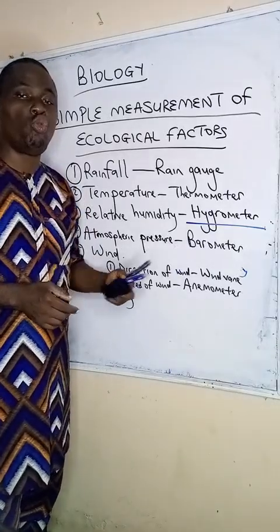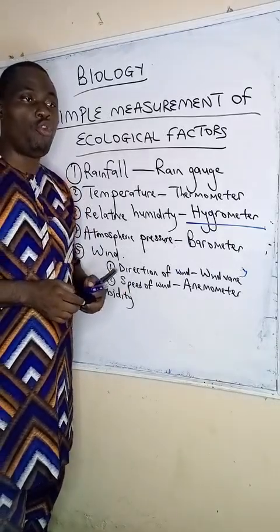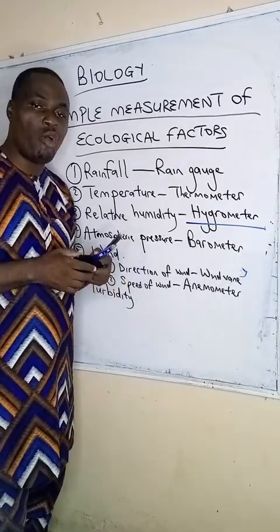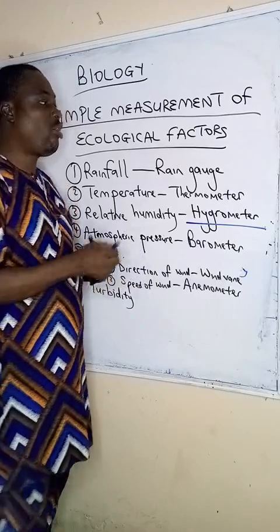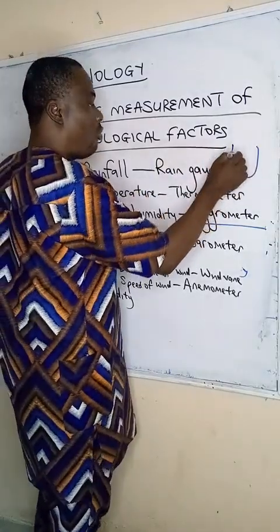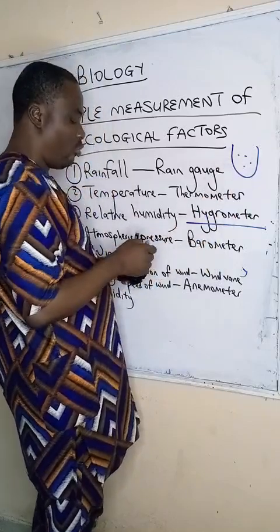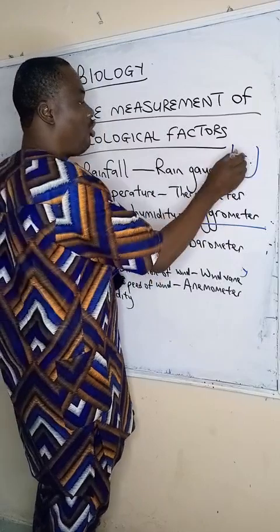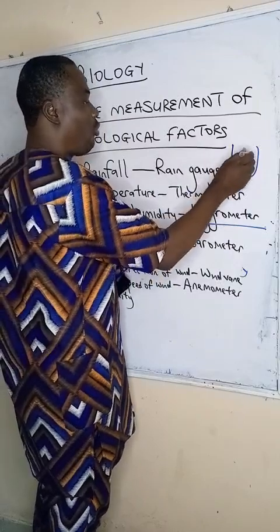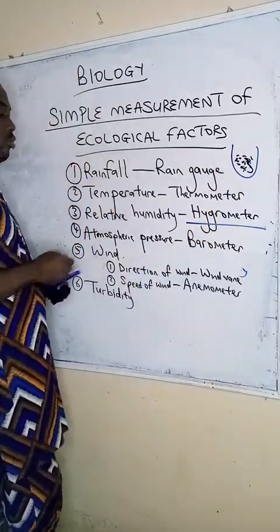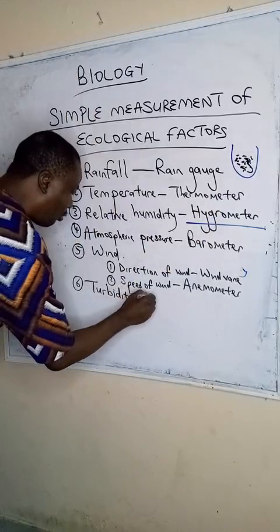Light cannot penetrate through highly turbid water directly. So it measures how turbid the water is. If the water is transparent, it's less turbid. You don't have many particles. But where you have a lot of suspended particles in the water, this shows the water body is highly turbid. So we use the Secchi disk.